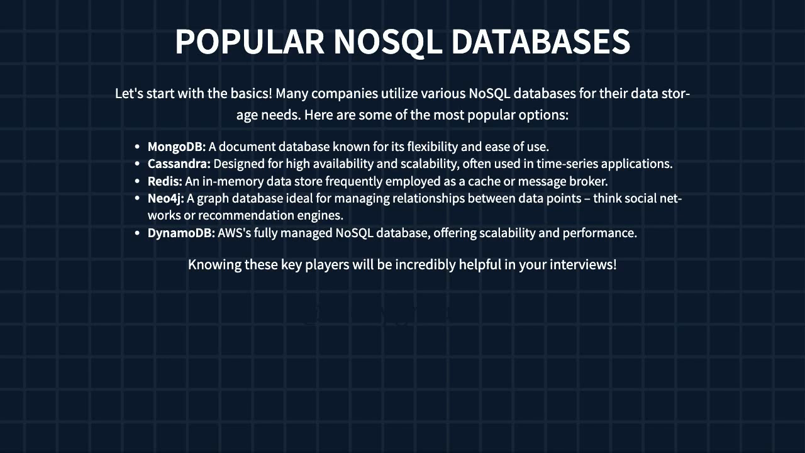Neo4j is special because it's designed to understand relationships. Think about connecting people on social media. And finally, there's DynamoDB from AWS. It's a really powerful option if you need something that can grow with your business.